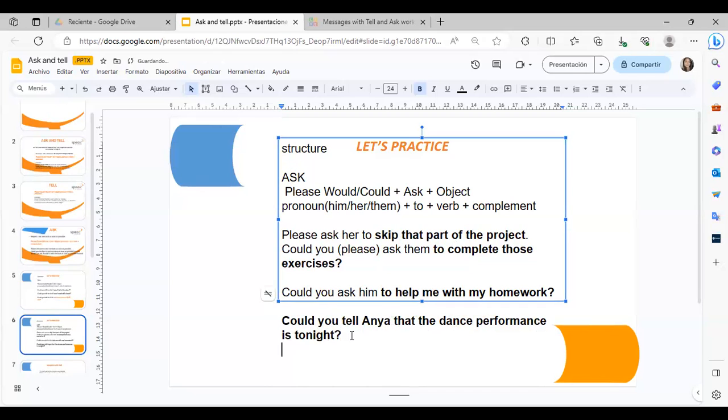The other sentence is the pronoun one, the barbecue is on Sunday. The barbecue is on Sunday. Let's see, where do I have it?